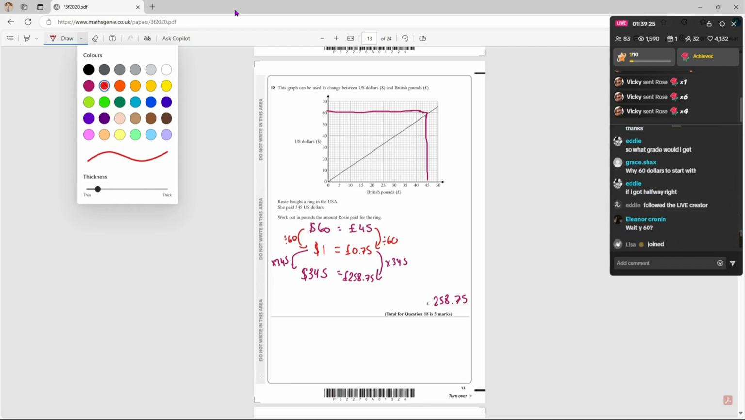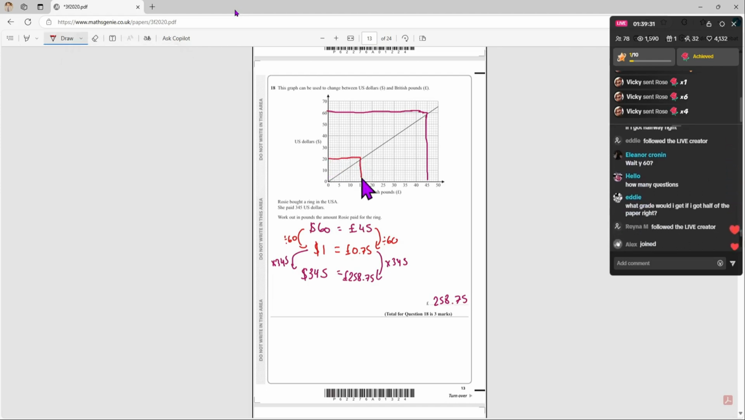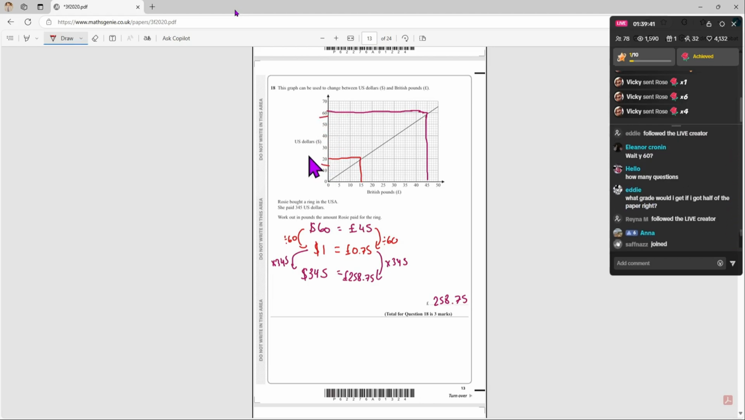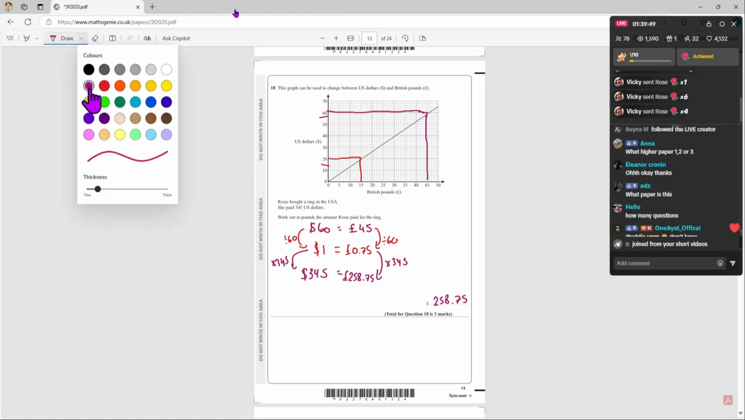Why is it 60? You could do anything. You could have done 20 US dollars, you could have done 40 US dollars, you could have done 50 US dollars. But I would have done 20 or 60. 20 or 60 would have been alright, because the conversion rate is very neat. Like it's an integer, okay?